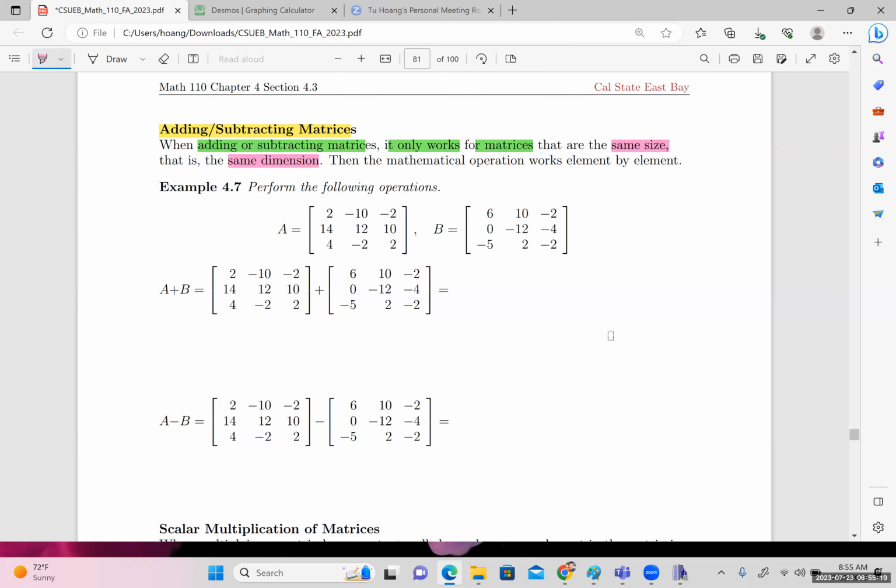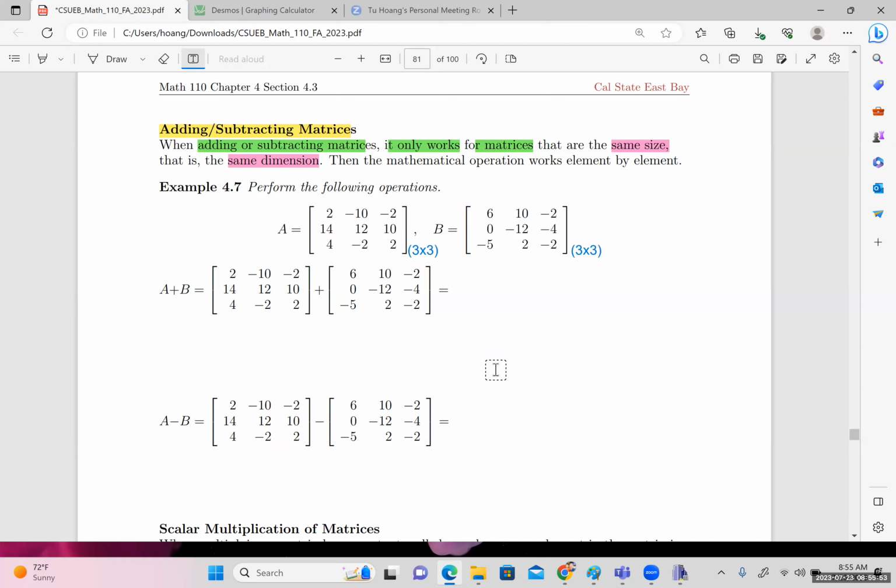And then the mathematical operation works element by element. So for example, A is this matrix here, and B is this matrix here, and C. Both of them are 3 by 3, right? 3 by 3, and then this one is also 3 by 3. That's certified to do the addition and subtraction of matrices.